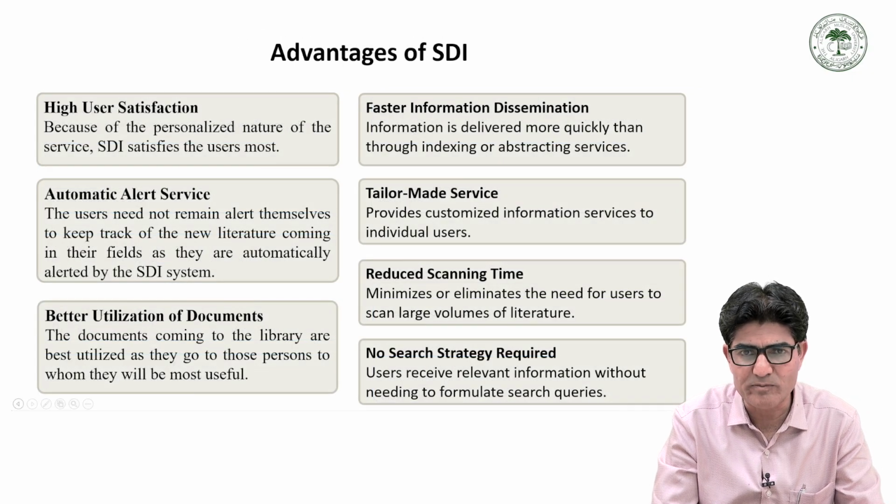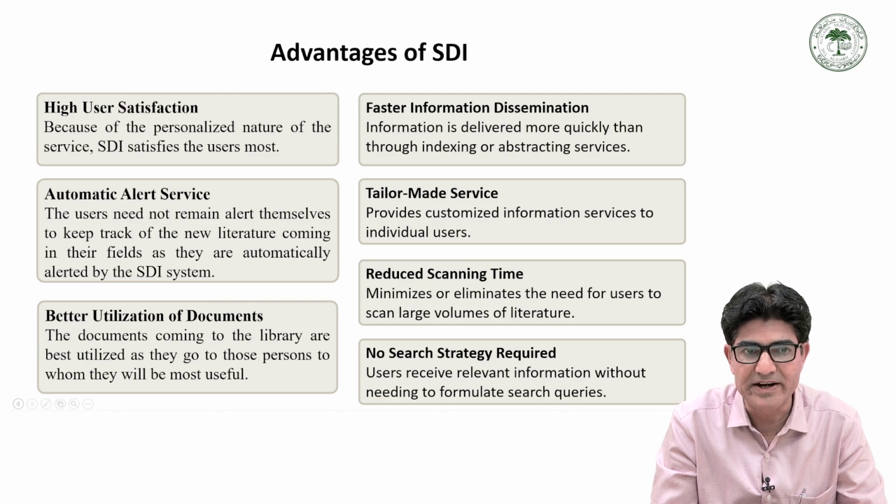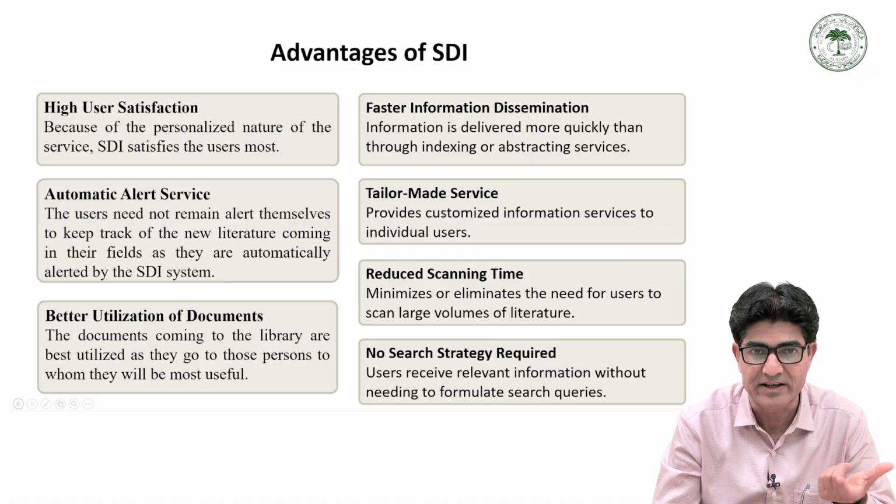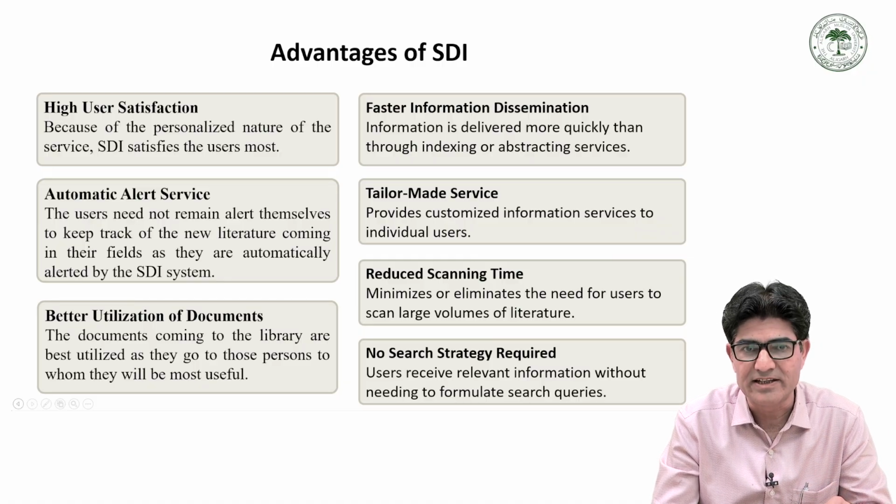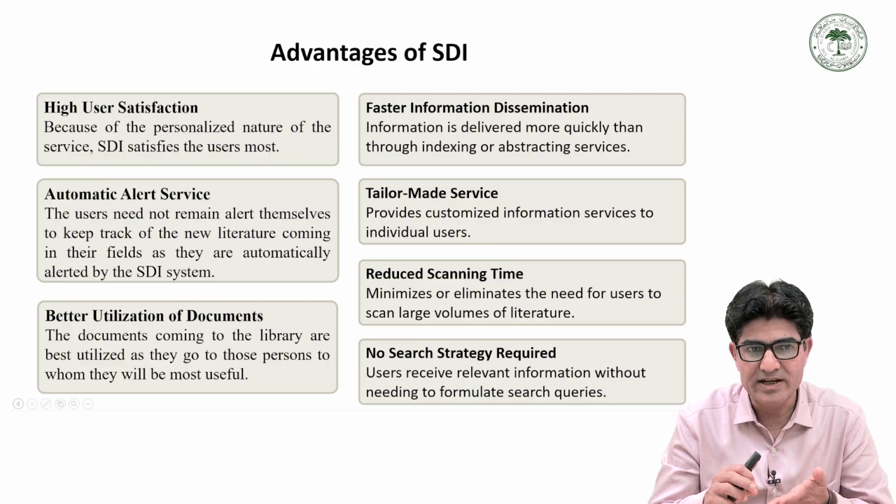So what are the advantages of providing selective dissemination of information services? Ultimately there are many advantages, like higher user satisfaction, because the user will be satisfied if they are availed the personalized nature of the service, and they will be able to get relevant information related to their field of interest. That is also important. When we define the workflow of SDI, we will see how it is a highly personalized service, because we need to collect the interest of the user in terms of their subject area or keywords. It is faster information dissemination. So this is an advantage.